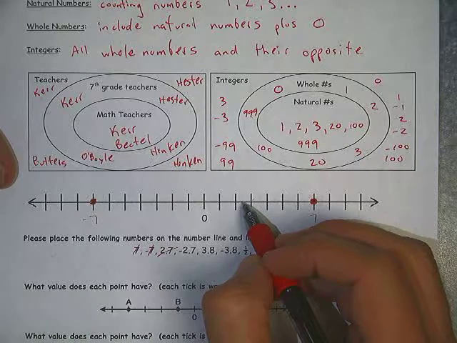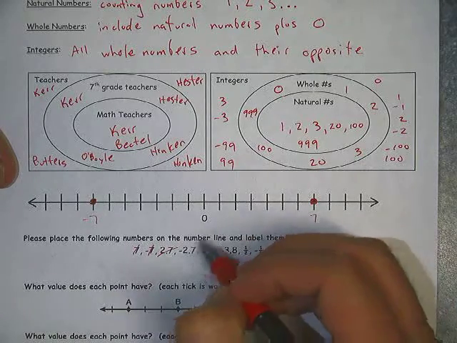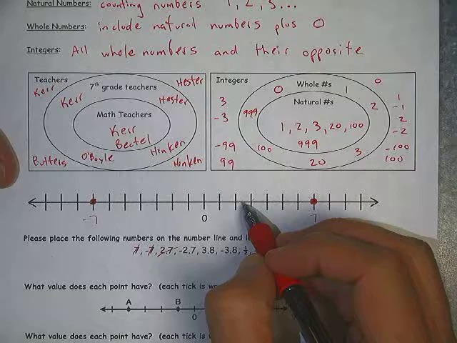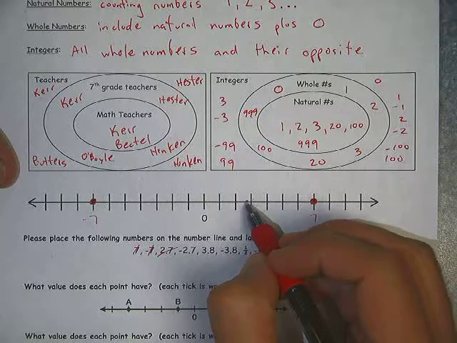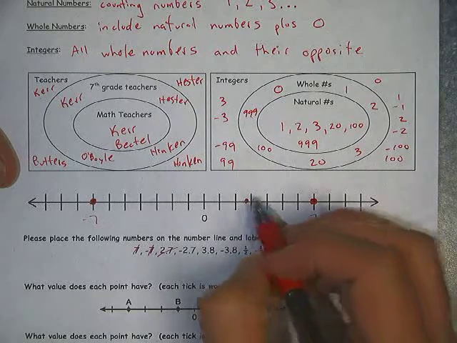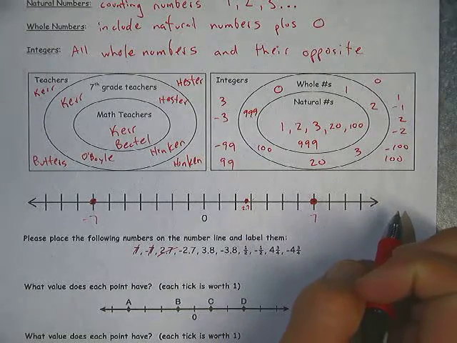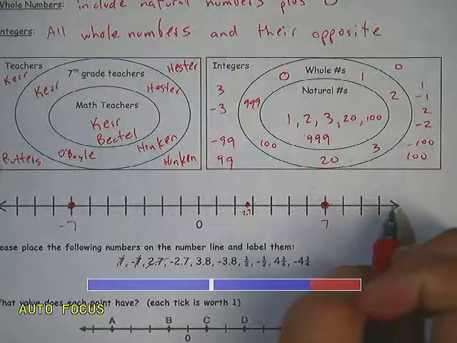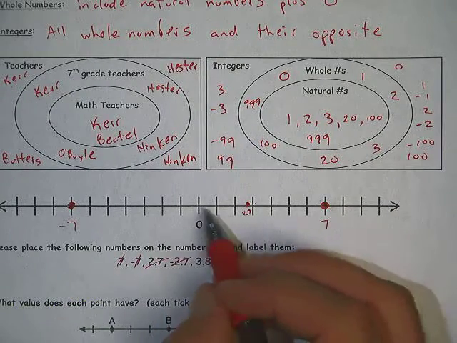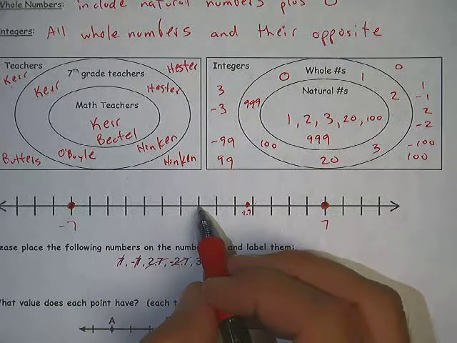Now 2.7. So 2.7 is a little more than 2. Here's 1, here's 2, so it's going to be a little more. If I went directly between 2 and 3, that's 2.5. 2.7 is bigger than 2.5, so it's actually closer to 3. So I need to make sure I show that. So here is 2.7.